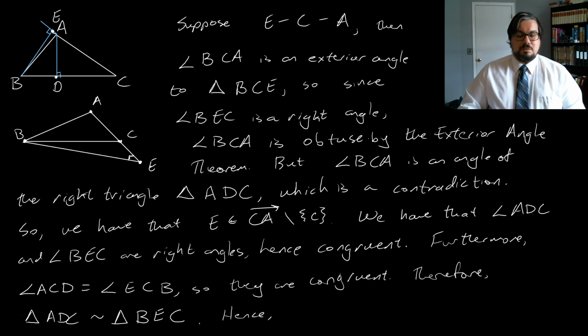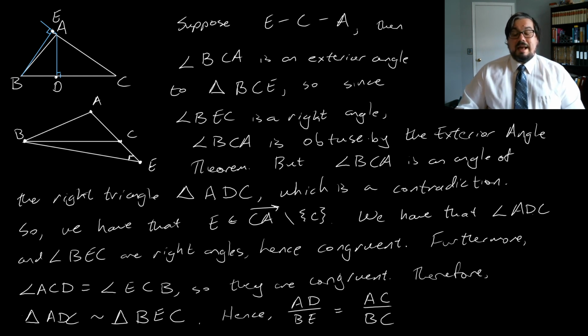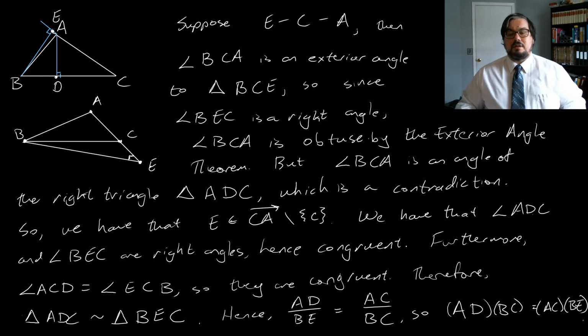Hence, we have that AD over BE equals AC over BC. And this is exactly what we wanted to prove, because if we rearrange it, that gives us that AD times BC is equal to AC times BE. So this shows that if we take a triangle and we look at an altitude, multiply it by the length of the base, that gives us a constant number. It doesn't matter which altitude we look at and which base we look at.